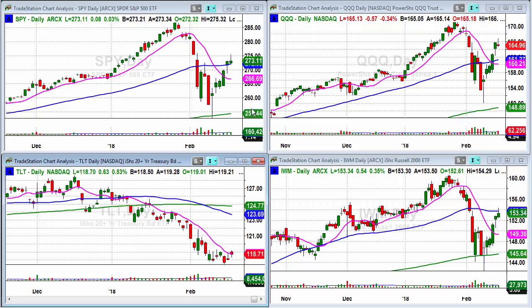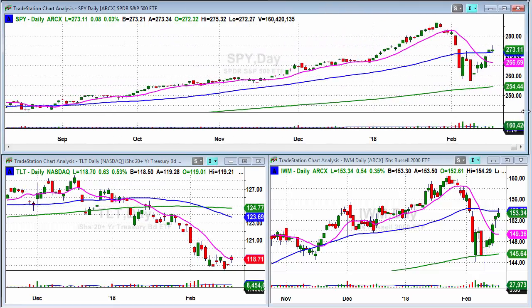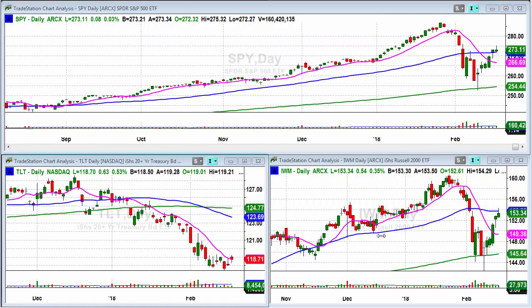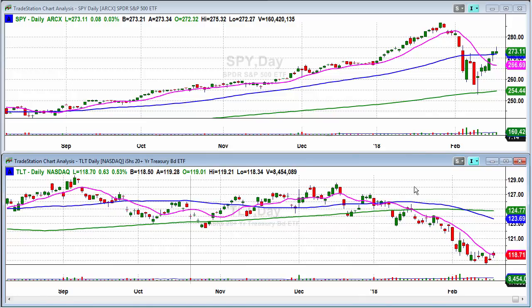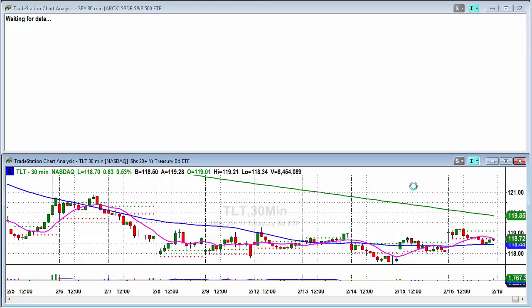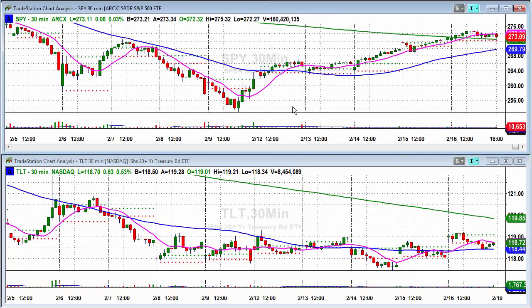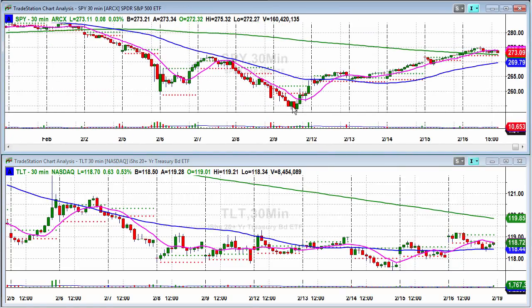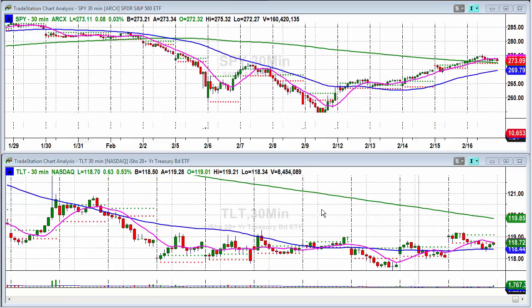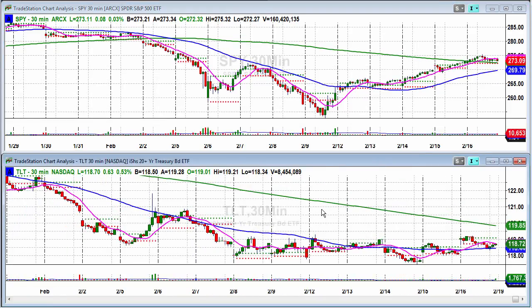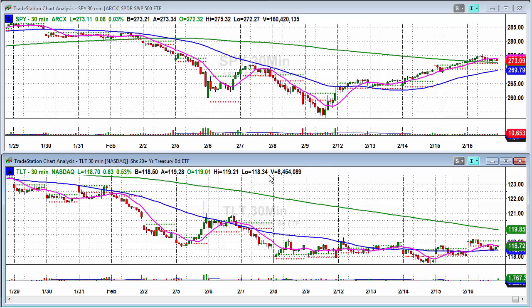I'm going to take the SPYs here and the TLTs down here and turn them into 30-minute charts. And then we're just going to zoom in on that whole down move. Now, the moving averages, just so we can get things straight, are really not significant in this analysis at all.